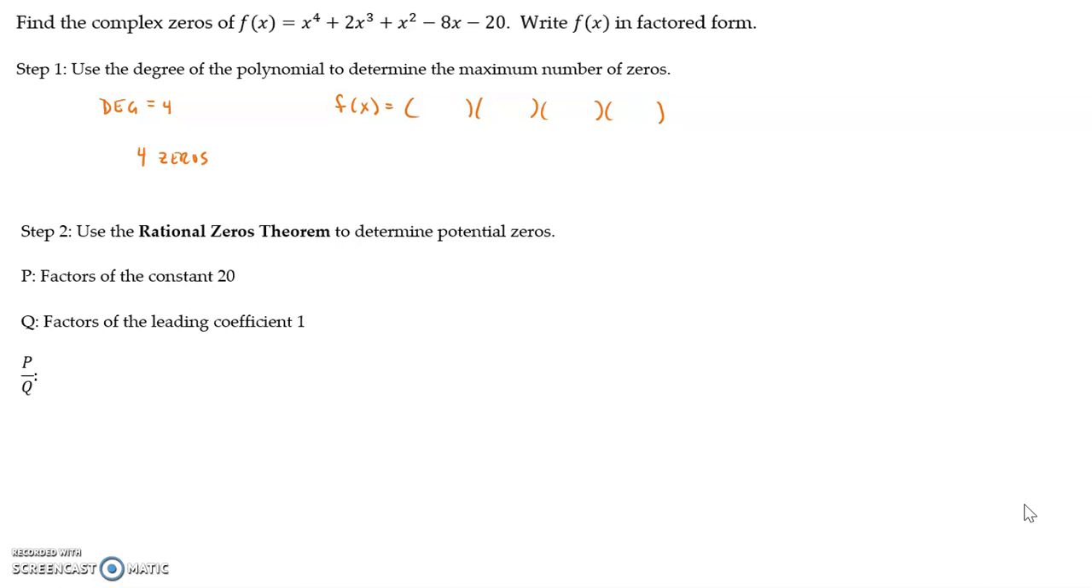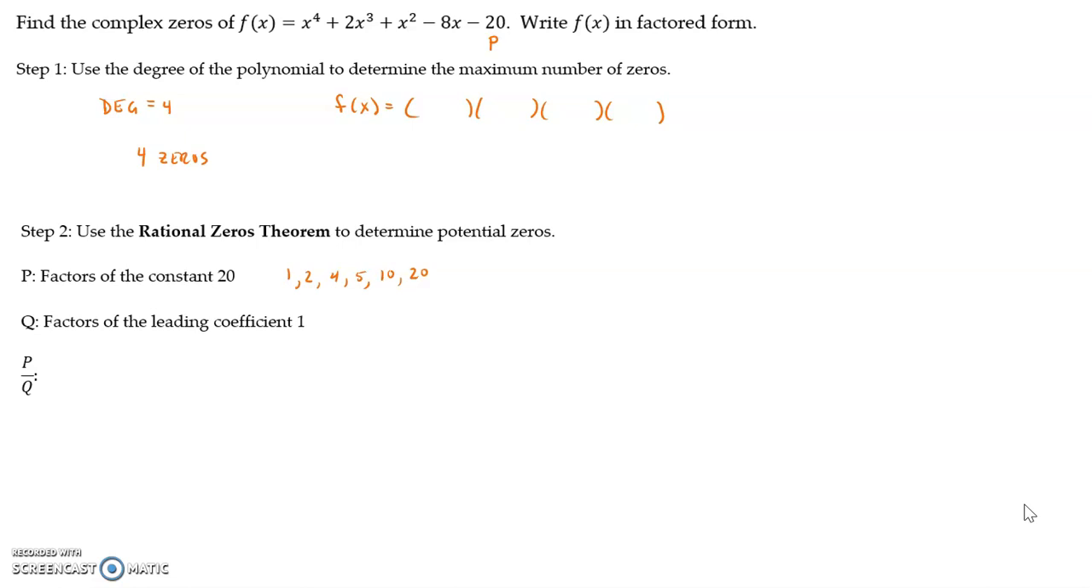We want to go ahead and list our potential zeros from this function. Now keep in mind, we want to start with our factors of 20, which is our constant term here at the end. So our factors of 20 are going to be 1 and 20, 2 and 10, and then we have 4 and 5.